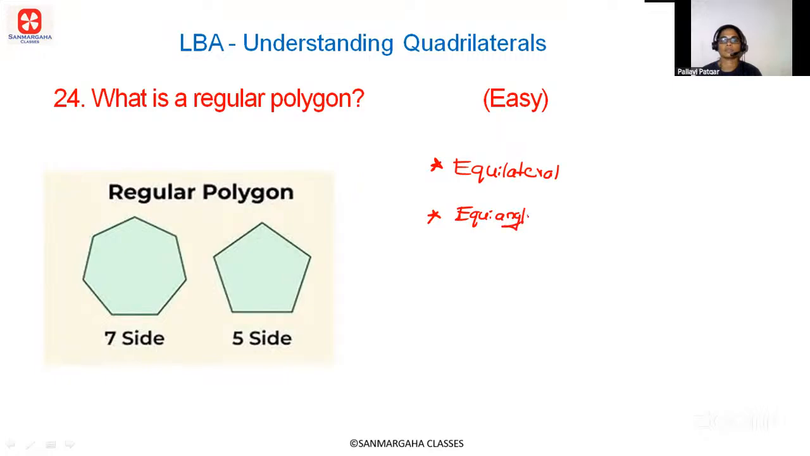Equiangular, that is, all of its interior angles are the same measure. If these two conditions are satisfied, we call such a diagram a regular polygon. This is the definition of regular polygon.